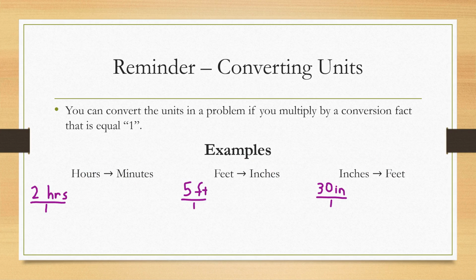For example, I'm going to do some problems to convert from hours to minutes, from feet to inches, and from inches to feet. For the first conversion, I have 2 hours, and I put all the examples as fractions over 1, just to make sure that you don't mistakenly multiply the 2 hours by the numerator and denominator of the other fraction. Remember, any whole number you have counts as being over 1.